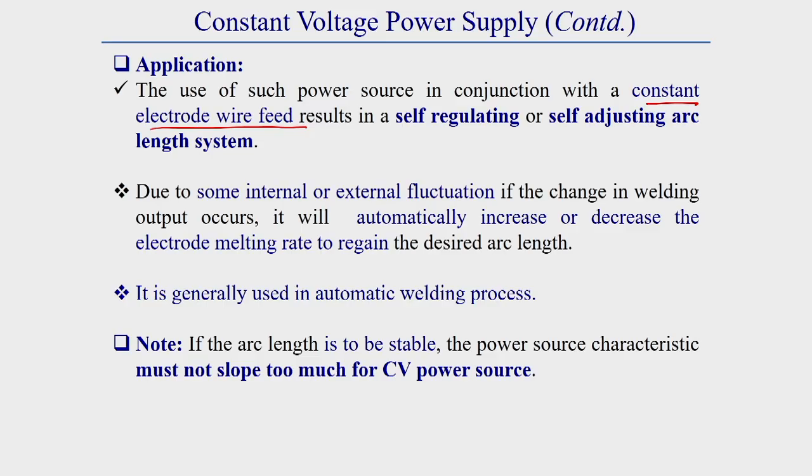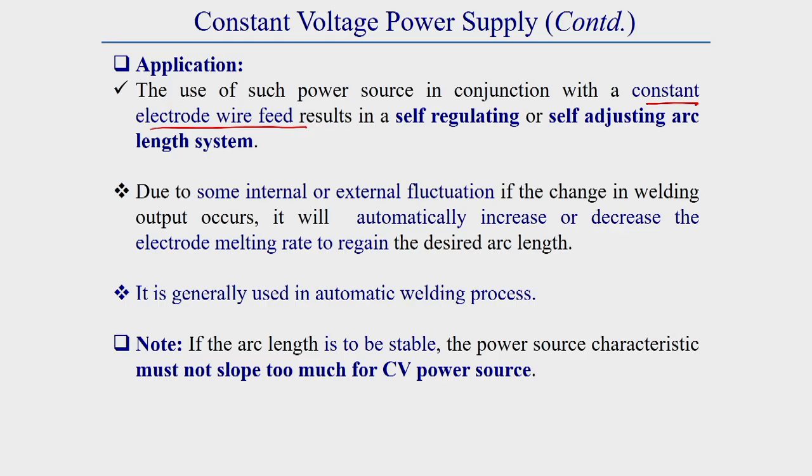Here, generally, why is this constant electrode wire feed there for this power supply? For this type of characteristic, the power supply is achieved. This characteristic is called the self-regulating or self-adjusting arc length system. What is the self-regulating and self-adjusting arc length system? Why is this power supply called a self-regulating power source characteristic, or a self-adjusting arc length power source characteristic? That I will explain clearly in a subsequent slide.